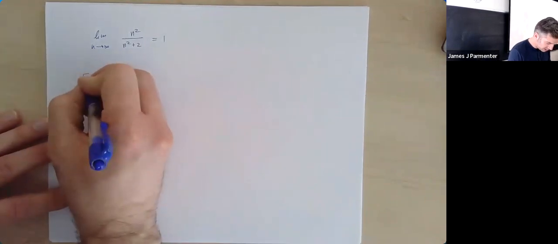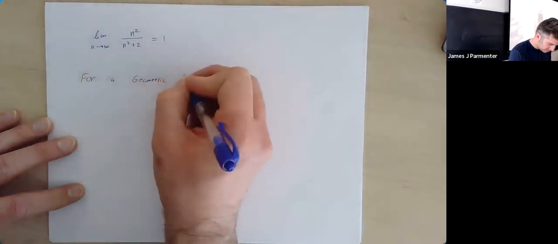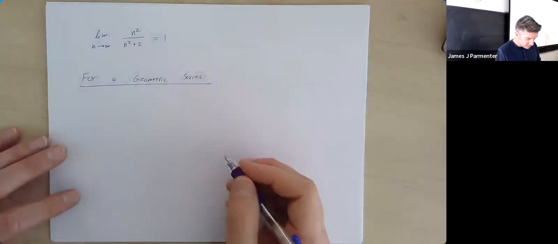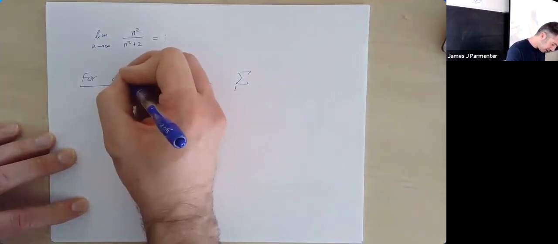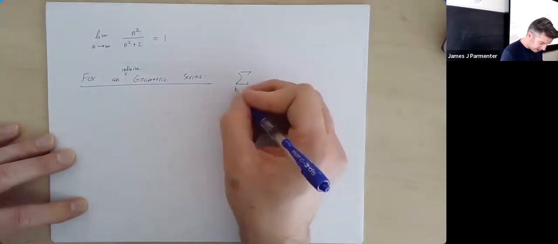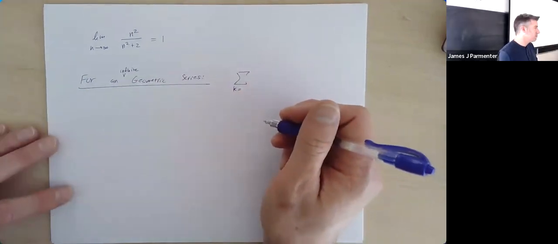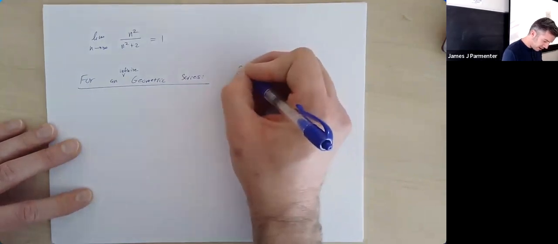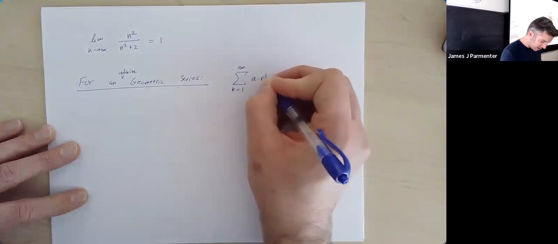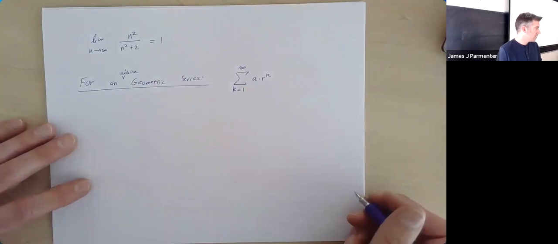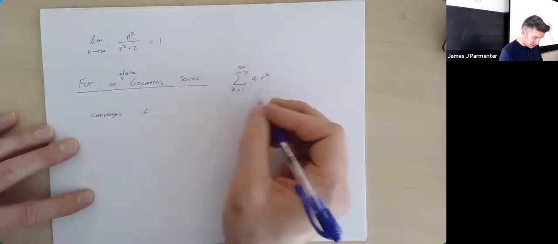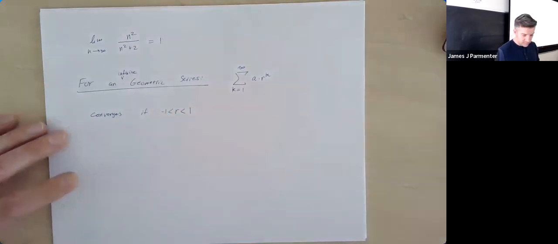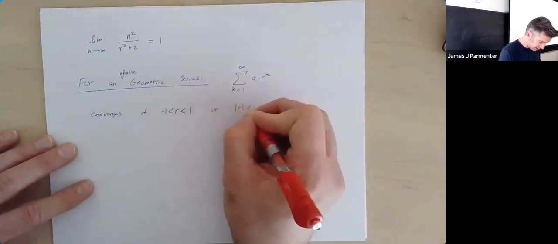Okay, so for geometric series, there's kind of this pattern that always works. So for a geometric series, which generally looks like this, we write it as the sum for an infinite geometric series. The sum from k equals, do I want to start at 0 or 1? Okay. K equals 1 to infinity of, typically written as sum a times r to the k. This converges if your ratio is strictly between 1 and negative 1. Some people prefer to write this as the absolute value of your ratio is less than 1.